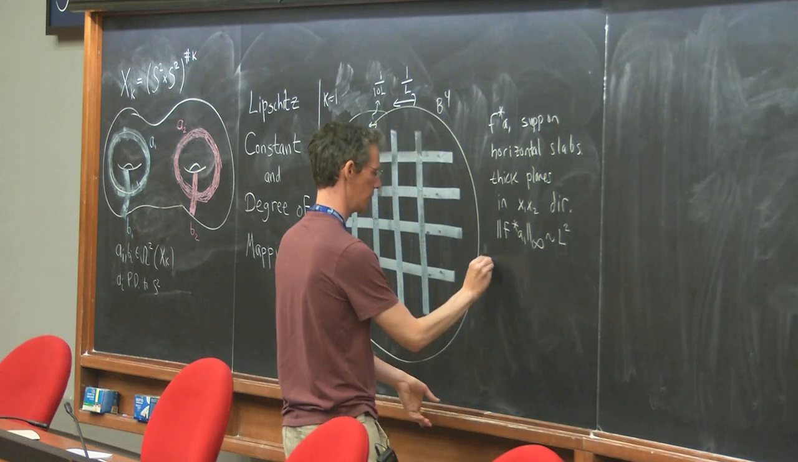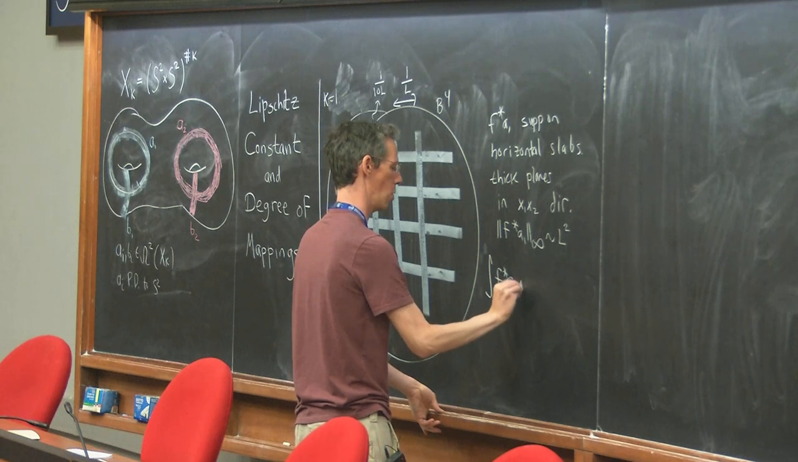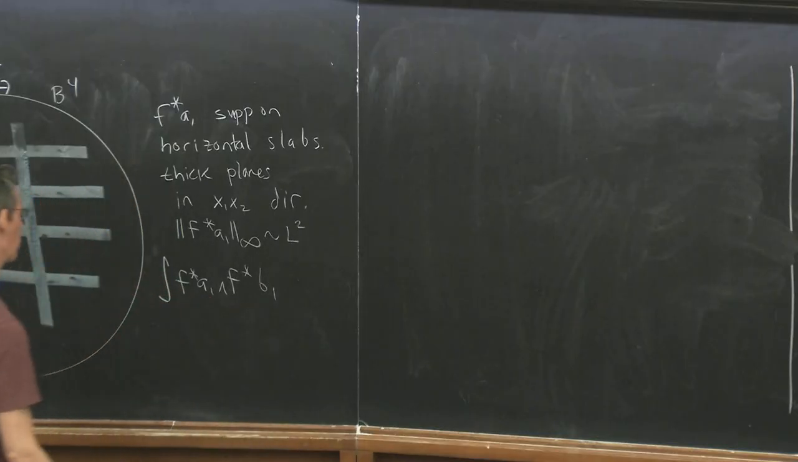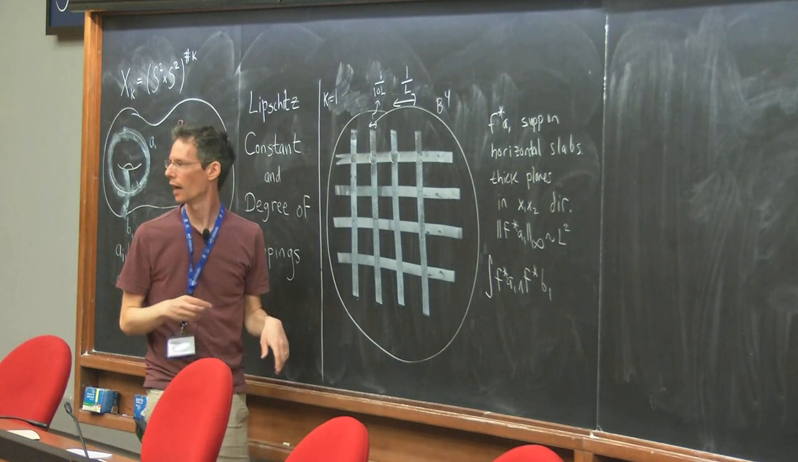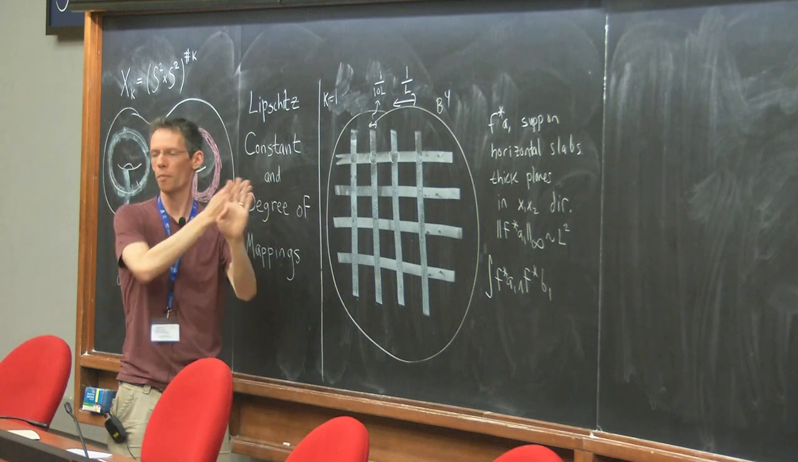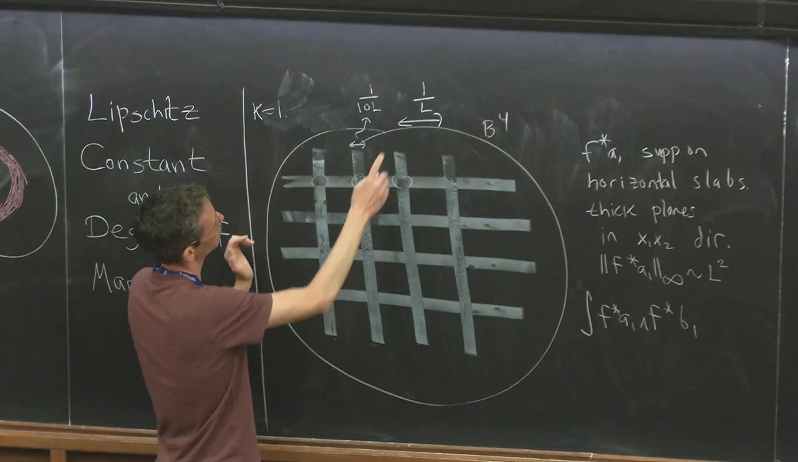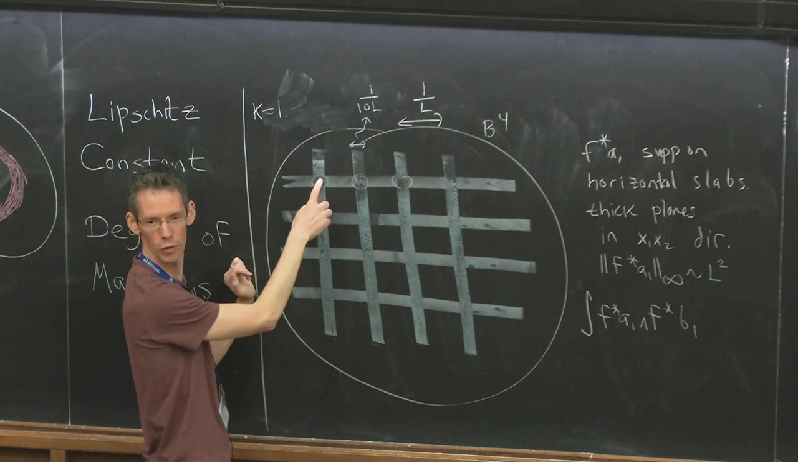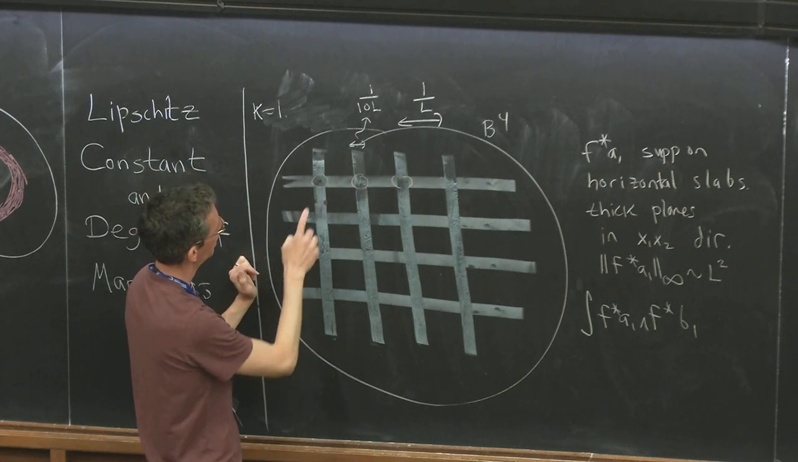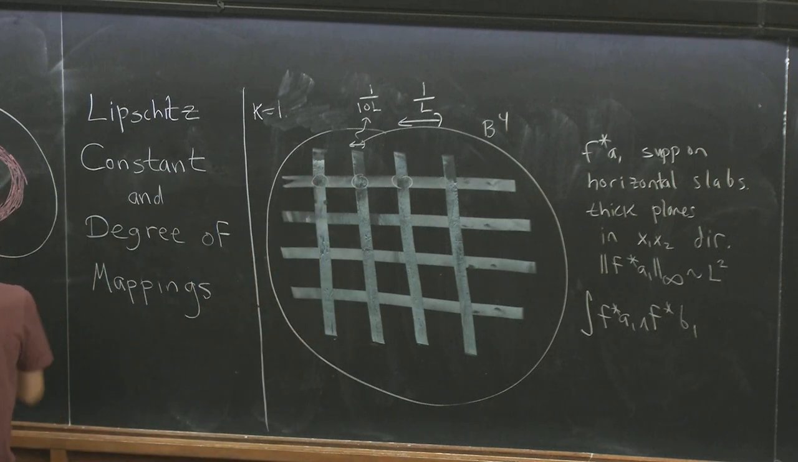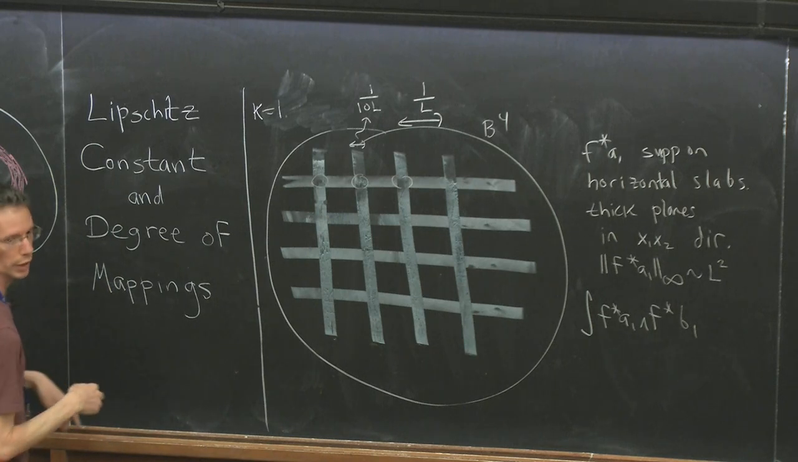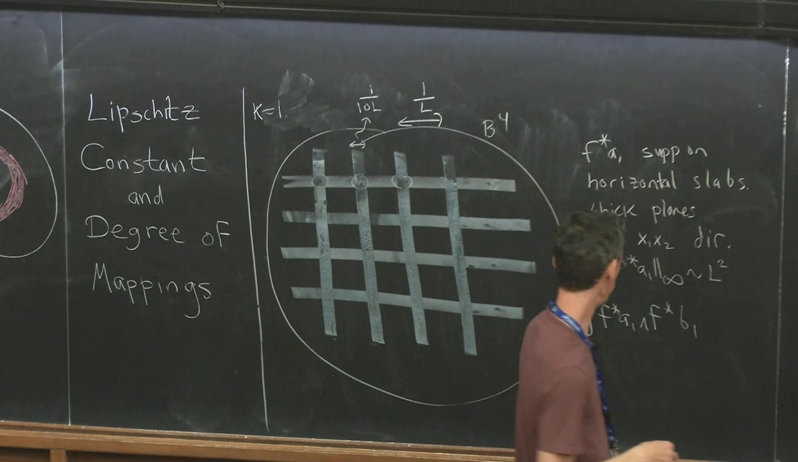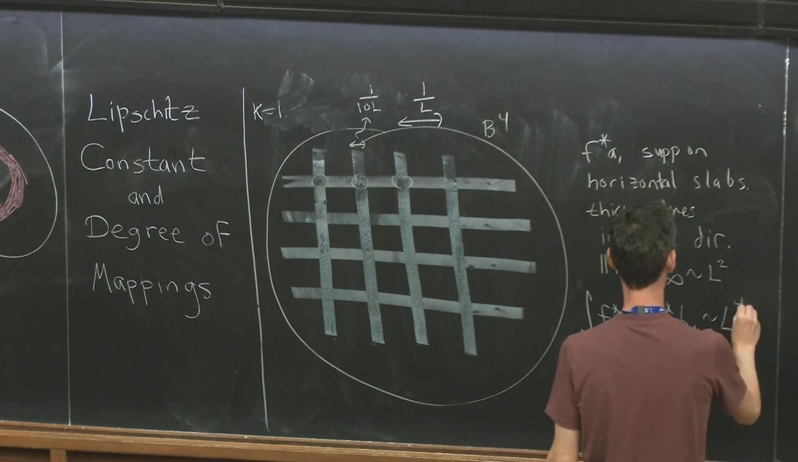Okay, so what happens when we take the integral of the pullback of A1 wedge the pullback of B1? Well, the pullback of A1 wedge the pullback of B1 lives on these intersections, here and here and here. And there are L to the fourth of them. You can count by thinking about it. This is like a four-dimensional grid with spacing 1 over L. So there are L to the four of these intersections. And each one of them is just a pullback of this. And so when we integrate that one, it's like integrating that one, which is 1. Okay, so this is around L to the fourth.